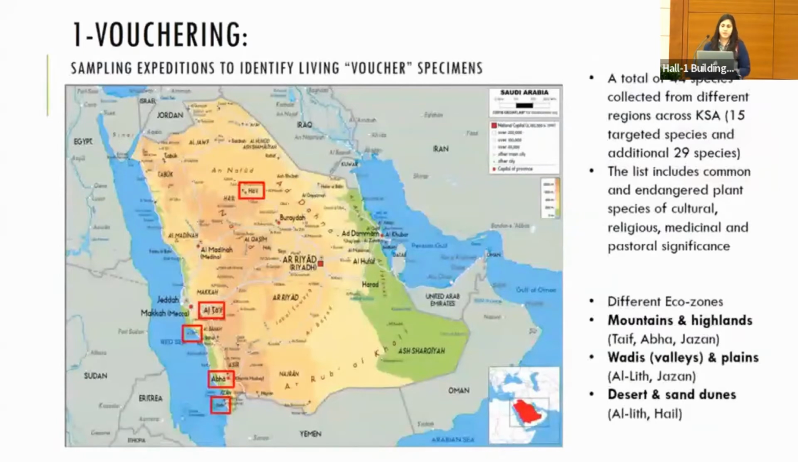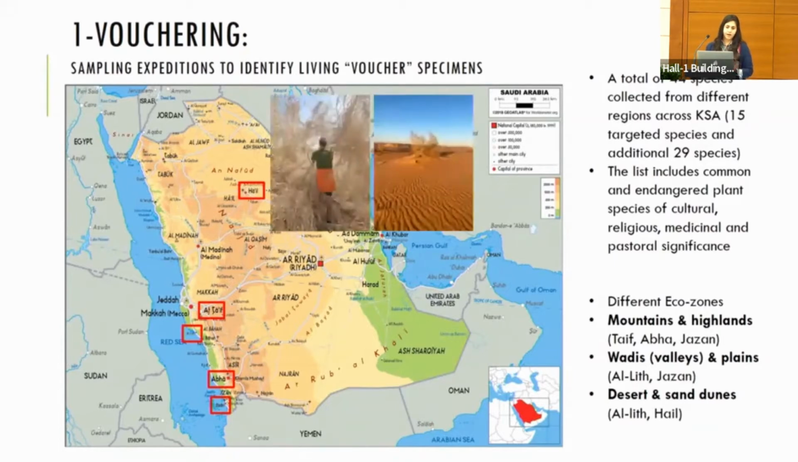So for the sampling expeditions, we managed to collect 44 native species from different regions across Saudi, 15 targeted and additional 29 species. These include common and endangered plant species that have cultural, religious, medicinal, and pastoral significance. These plants have been collected from different ecozones. Some are collected from mountains and highlands. Some collected from wadis and floodplains, and some from desert and sand dunes.